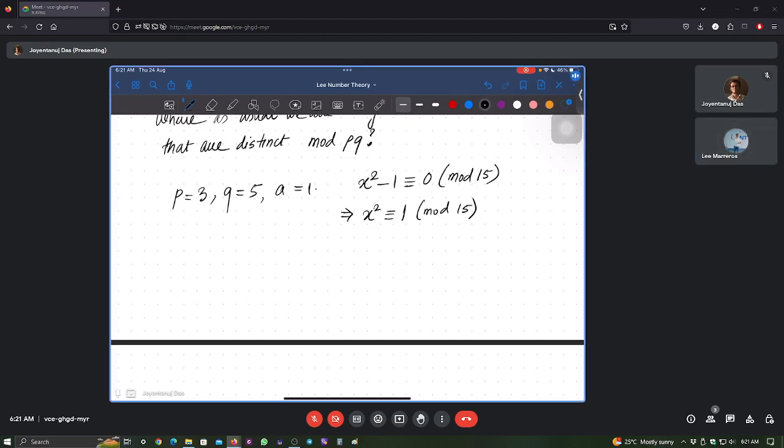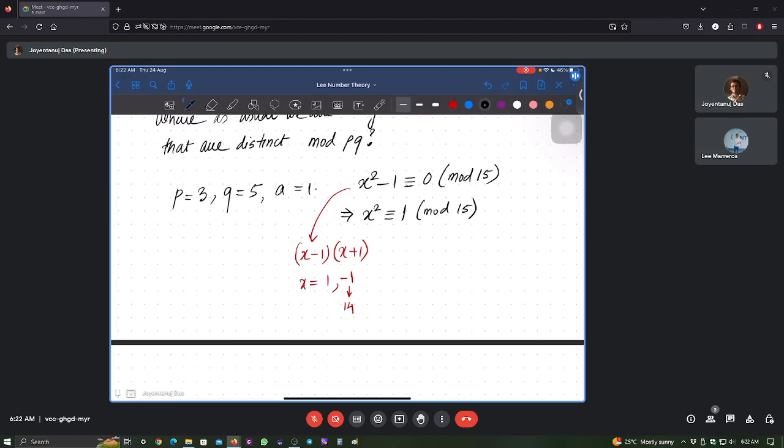Yes. So the thing is, two solutions we already know, because from here I have (x minus 1) times (x plus 1). So x equals 1 and minus 1 will be a solution. So 1 is 1 and minus 1 is 14 in modulo 15. So this 1 and 14 is also its solution. That is clear. So any more solutions do I have? That is the question.